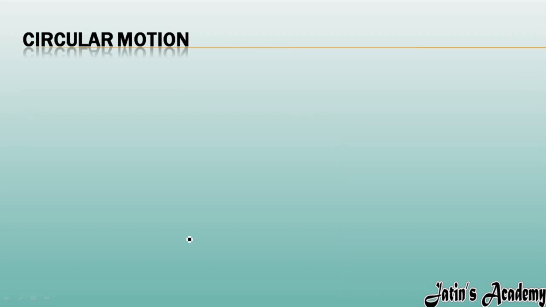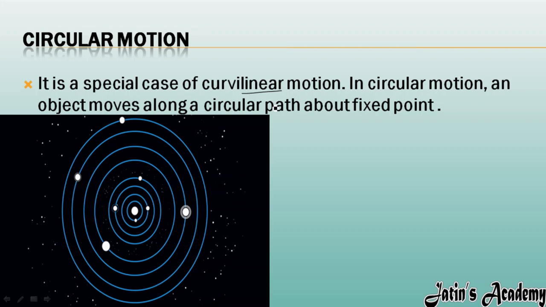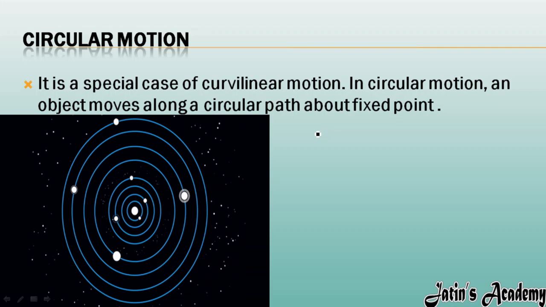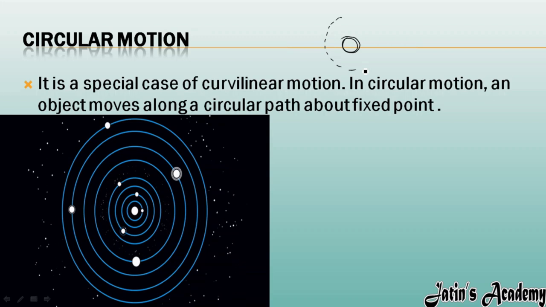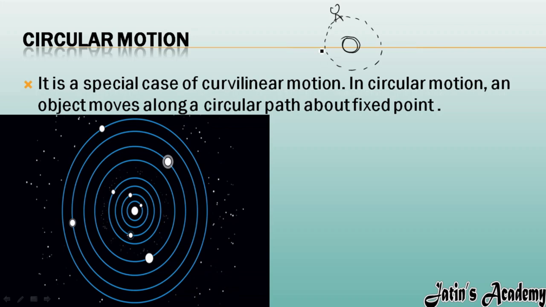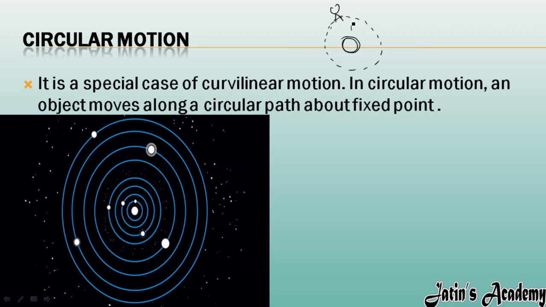Next we are having circular motion. So what do you mean by circular motion? Circular motion is also a special case of curvilinear motion only, but in circular motion, the object moves in a circular path but about a fixed point or axis. So actually what is the main difference between circular and curvilinear? Firstly see what is circular motion. In circular motion, for example, this is a fixed point. Around this fixed point, this boy is running like this in a circular motion. So this kind of motion in which an object is moving along a circular path but about a fixed point. About this point only he is moving, no? He is running in a circular path. So this is known as circular motion.